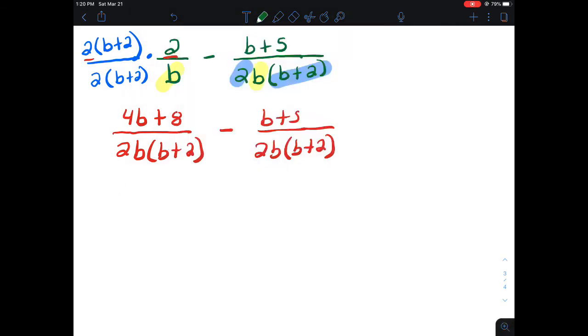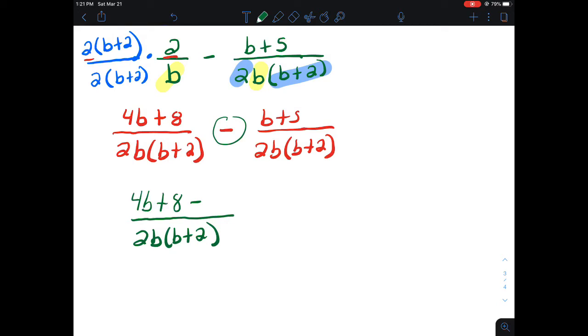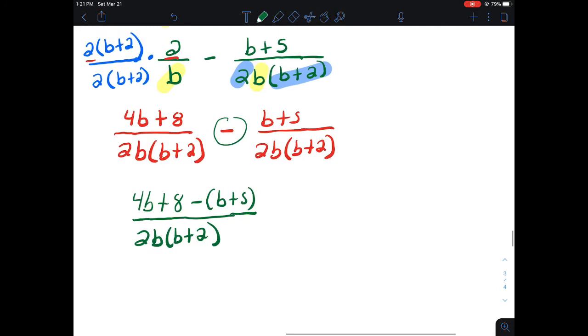Now, when I go do this, I have to be very careful because of the subtraction sign. So I'm going to write them together, so they'll have one denominator of 2b times b plus 2. Now, my numerator, I'd start with the numerator of the fraction on the left, so 4b plus 8. And then I go minus. Well, I am subtracting the entire numerator, so I need to put it in parentheses. So minus b plus 5. I have to do that because I'm going to have to distribute that negative to both terms.